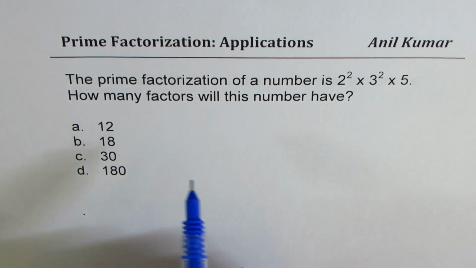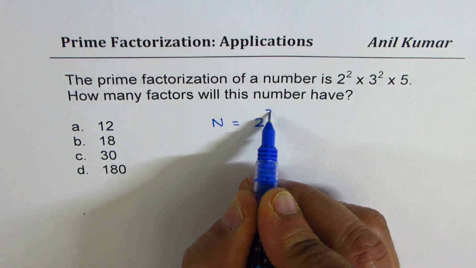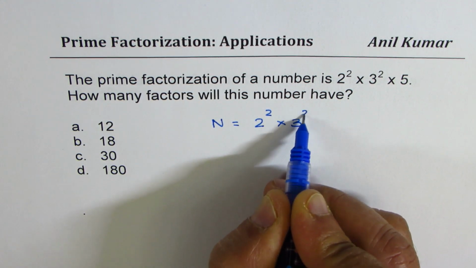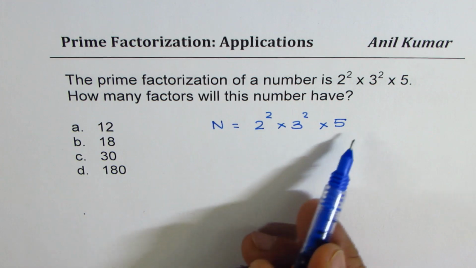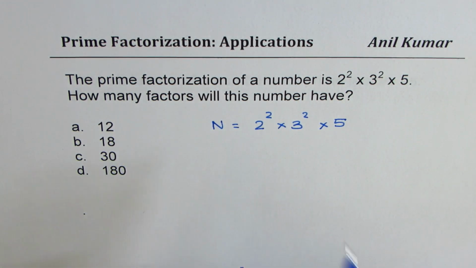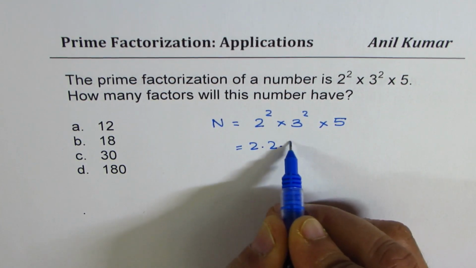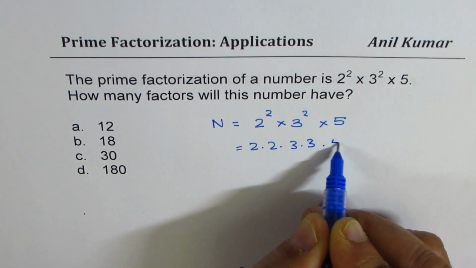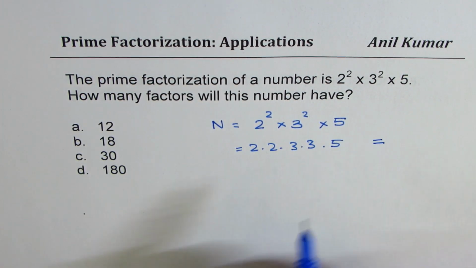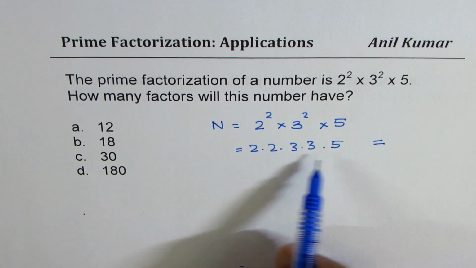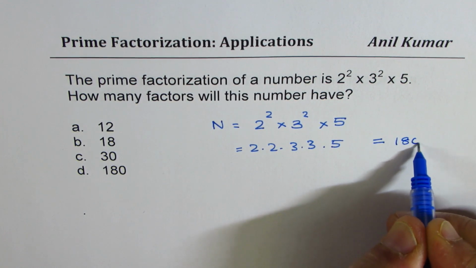Now what we are given here is some number whose prime factorization is 2 square times 3 square times 5. We can always get this number by multiplying these terms, right? So 2 square is 4. Basically the factors are 2 times 2 times 3 times 3 times 5, correct? So the number could always be written as 2 times 2, 4, 4 times 5, 20, times 9 as 180.